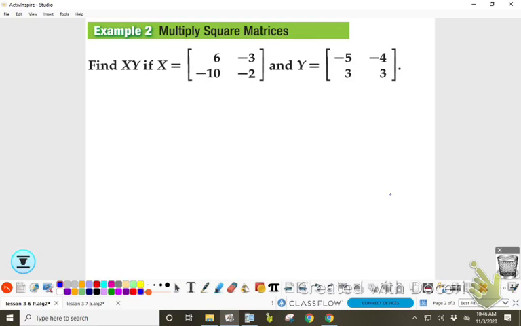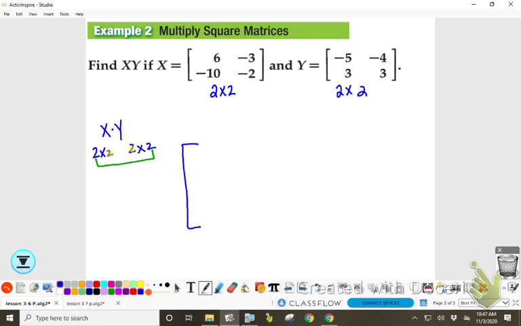Now, first of all, we need to determine the size. Remember, it's rows by columns, so X is a 2 by 2. It's 2 rows, 2 columns. This one is a 2 by 2, 2 rows, 2 columns. Okay. To multiply X times Y, it's a 2 by 2 and a 2 by 2. You want these two to match, and they do. So your answer is going to be a 2 by 2 matrix.